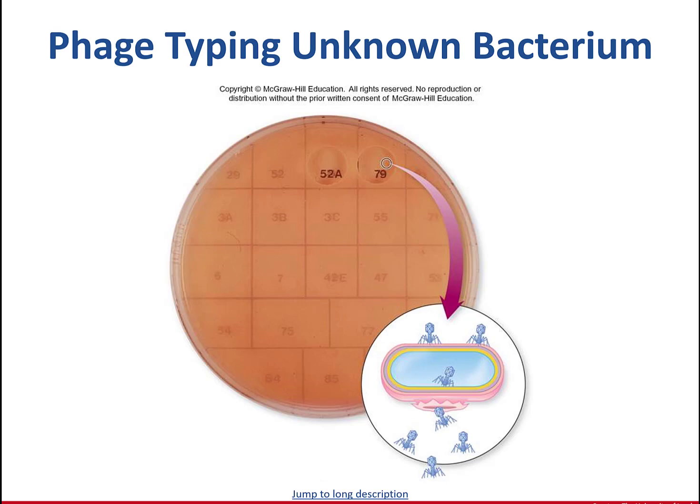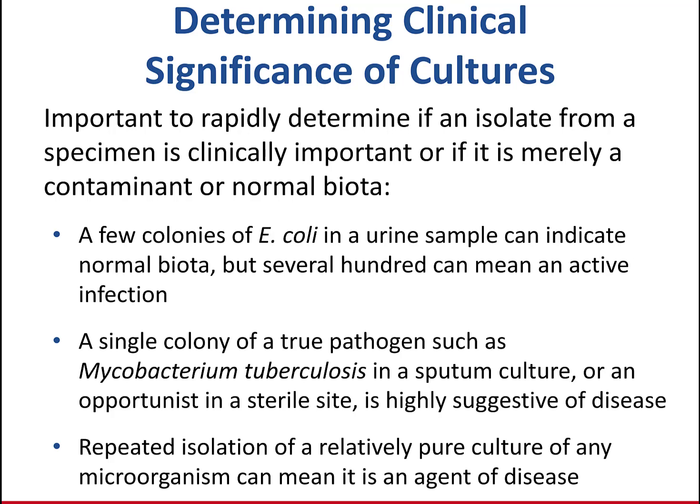And so you can phage type an unknown, and you put drops on there, and you see two areas that are cleared, so we know that particular phage, where it's cleared, we know it was active. The other regions we don't. So bacteriophage typing is pretty common.